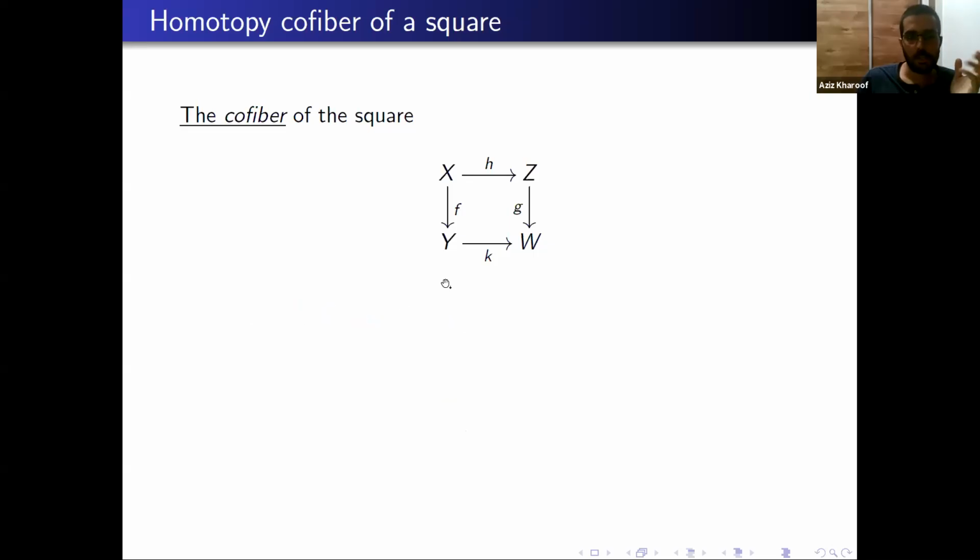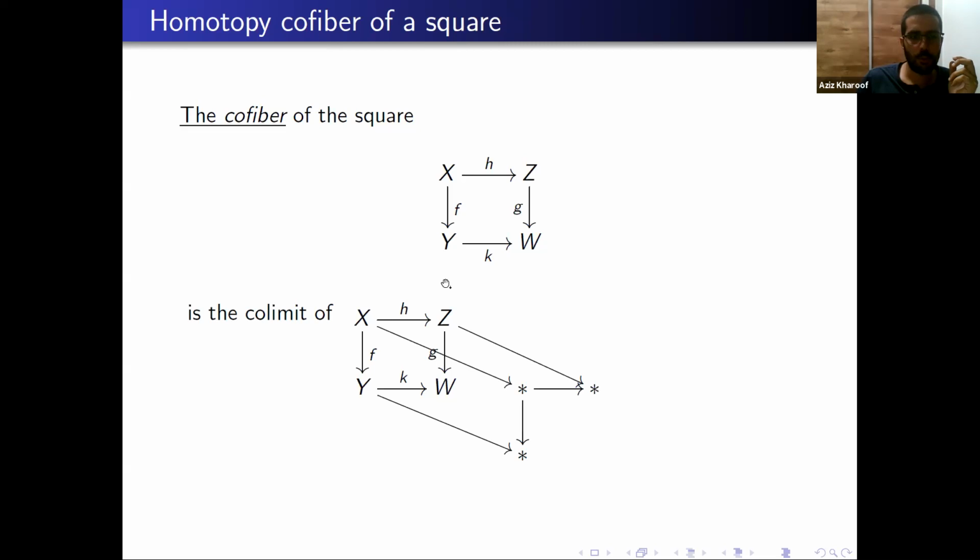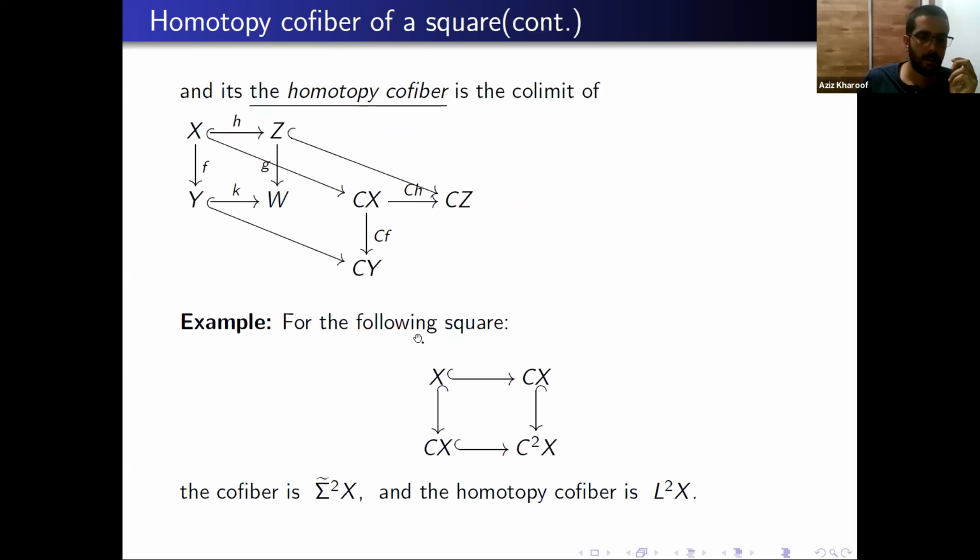Sorry, I'm back. So we need to know the colimit and the homotopy colimit. For example, the cofiber of this is a double suspension. One can calculate it in your way, Martin: from here, the suspension to the cone of the suspension, and then you take the cofiber on this side and you get the double suspension. And the homotopy cofiber is what I defined. You remember this L2X?